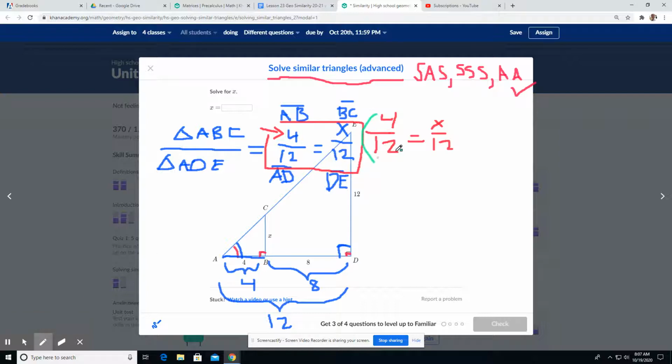So if I were to solve here, I'm going to multiply both sides by 12 to cancel. Multiply both sides by 12. 12 and 12 cancel. 4 equals x. Okay, and that just links together.